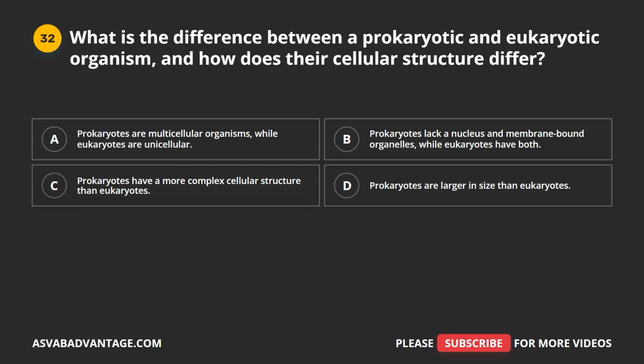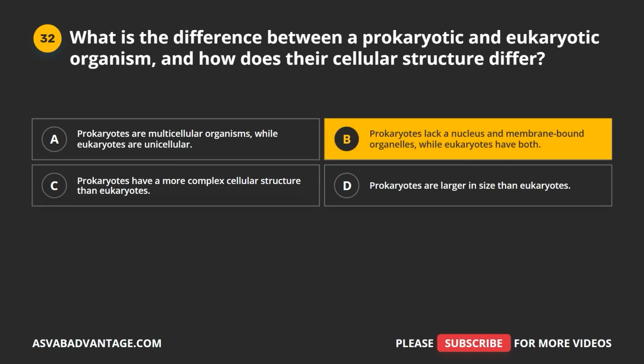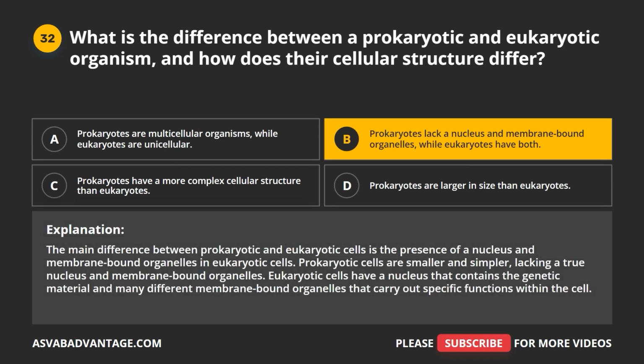The correct answer is B. Prokaryotes lack a nucleus and membrane-bound organelles, while eukaryotes have both. The main difference between prokaryotic and eukaryotic cells is the presence of a nucleus and membrane-bound organelles in eukaryotic cells.